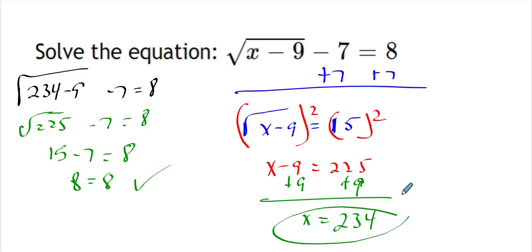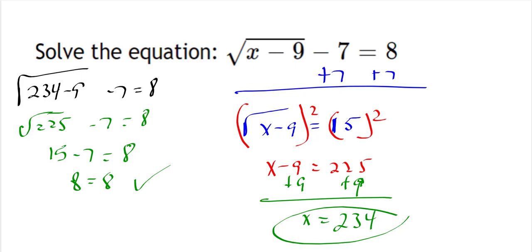Now, yes, you have to show it every single time. Okay, you have to check it. You have to plug it in. You cannot just assume that 234 is the answer, because it may not be. It may not work in the radical.